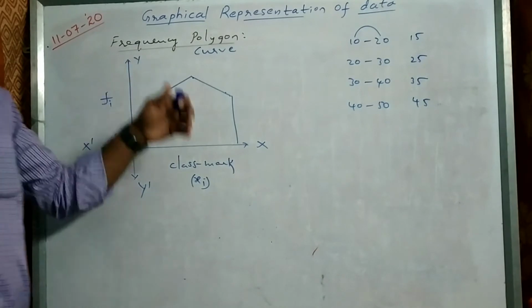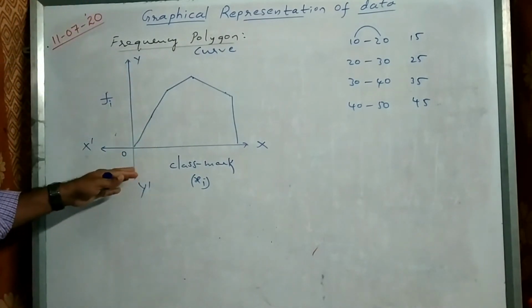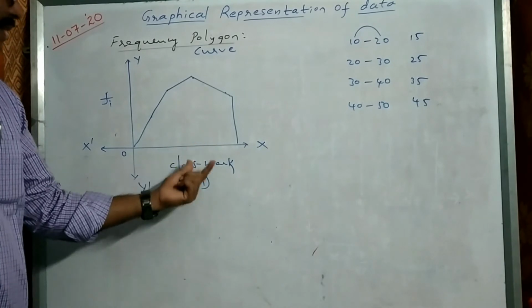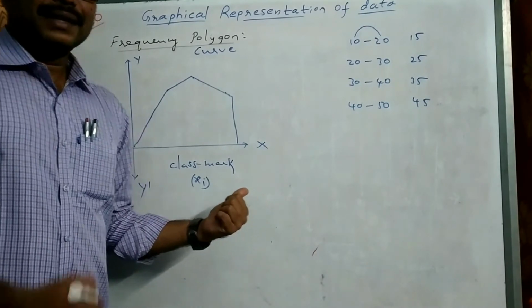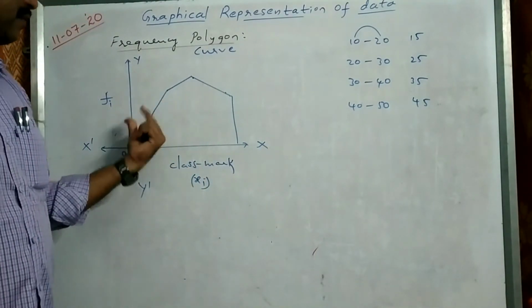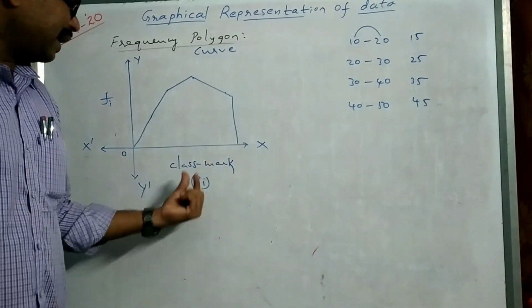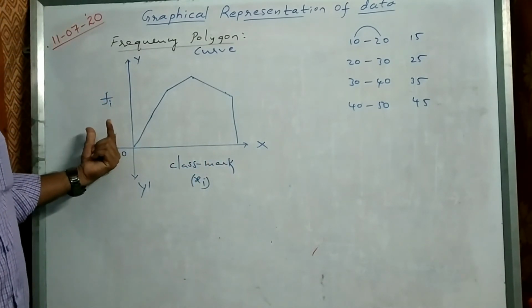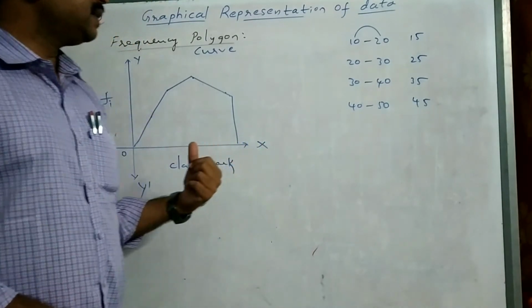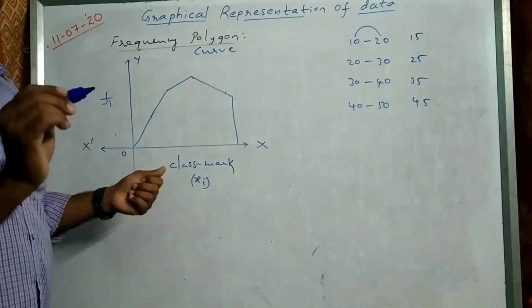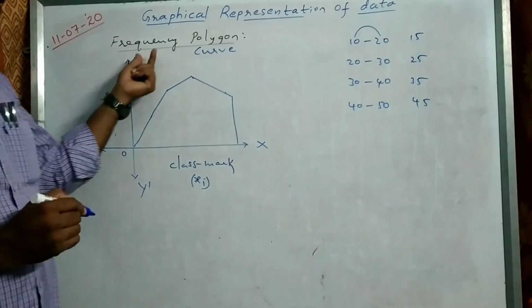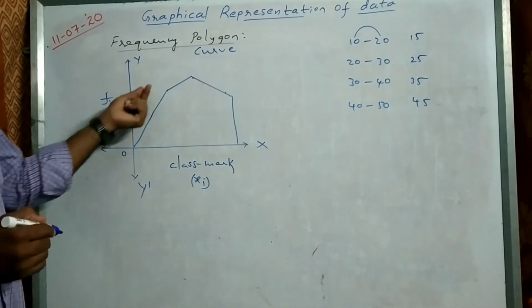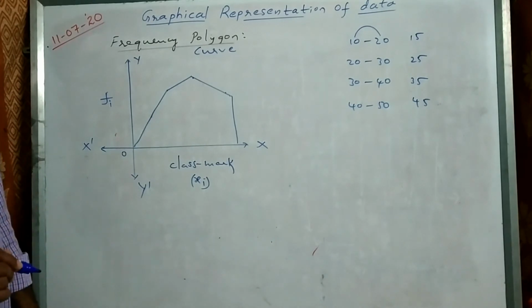What is the definition of frequency polygon? After finding the class mark, we have to mark class marks on x-axis and corresponding frequencies on y-axis. The closed figure formed by taking class mark on x-axis and corresponding frequencies on y-axis, that is called frequency polygon. Polygon means you have to join the points with the scale, straight line segments. Suppose if you want to get a frequency curve, we have to join with the free hand. Okay, no scale should be used. That is called frequency curve.